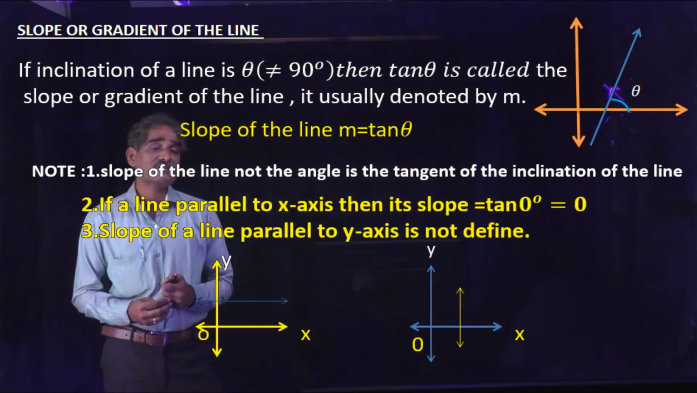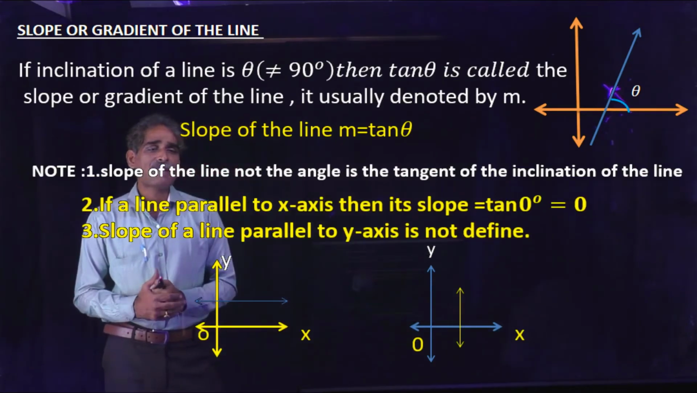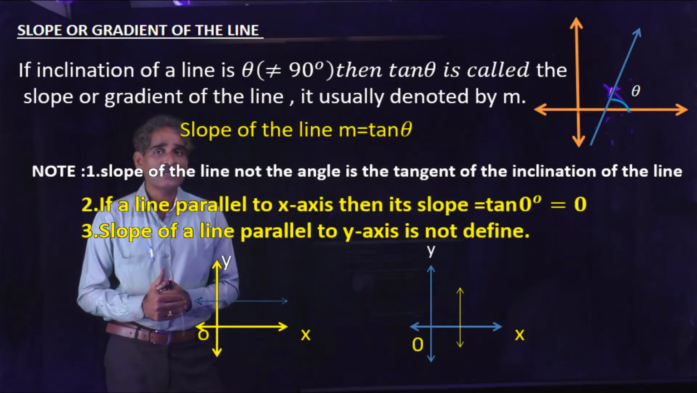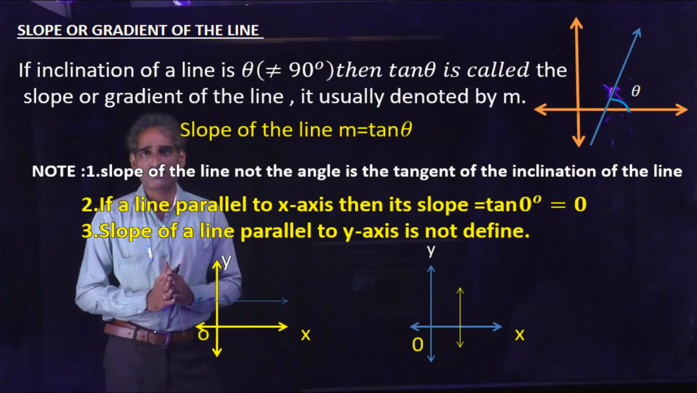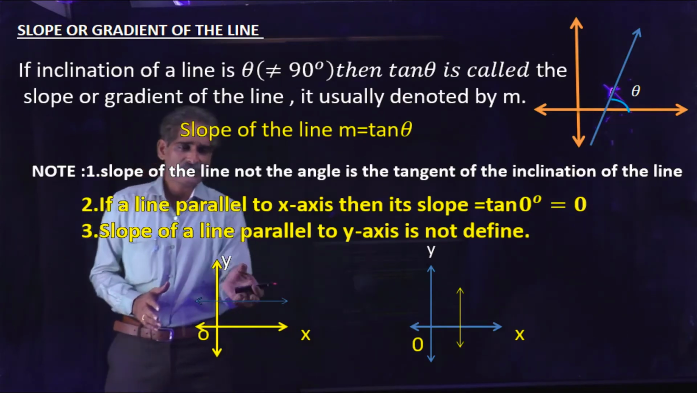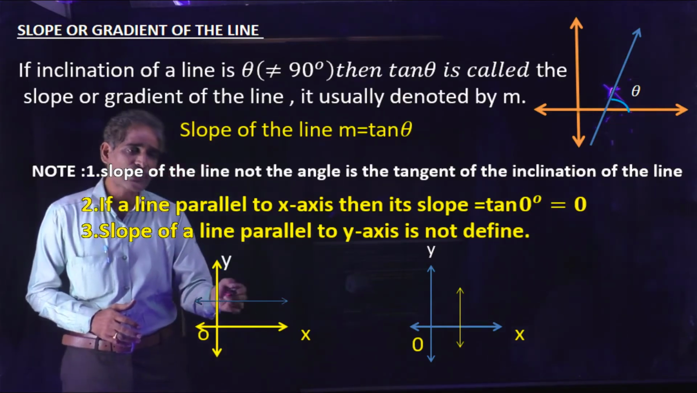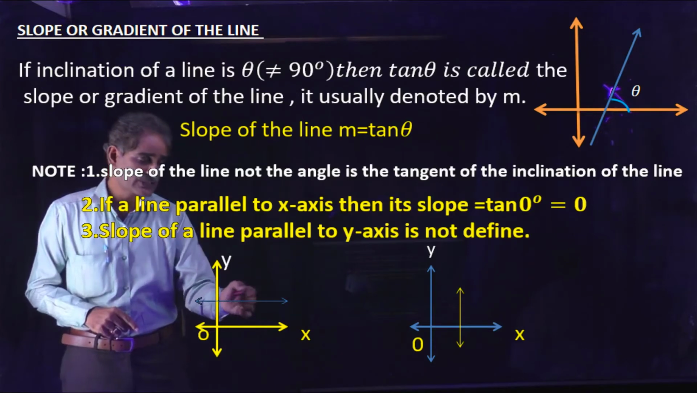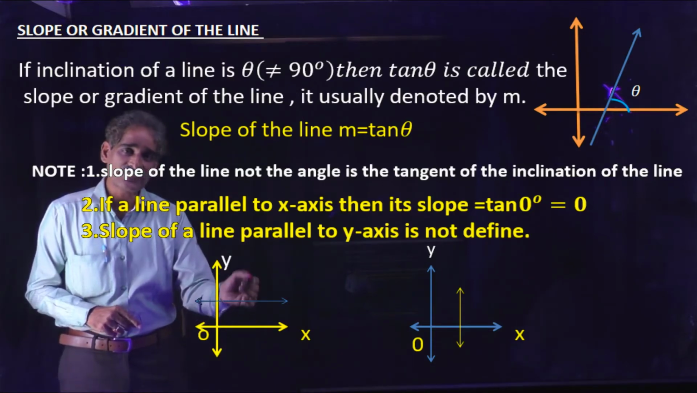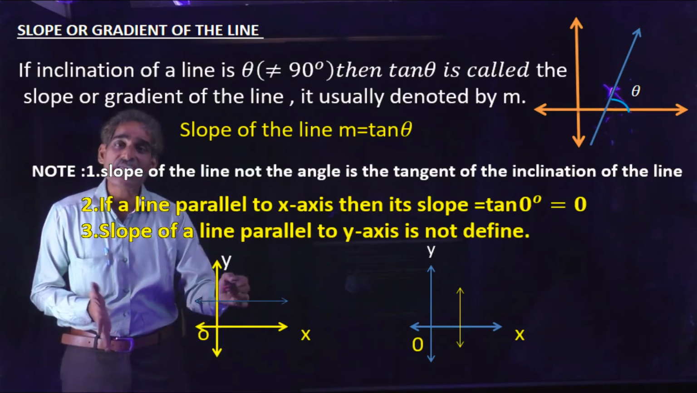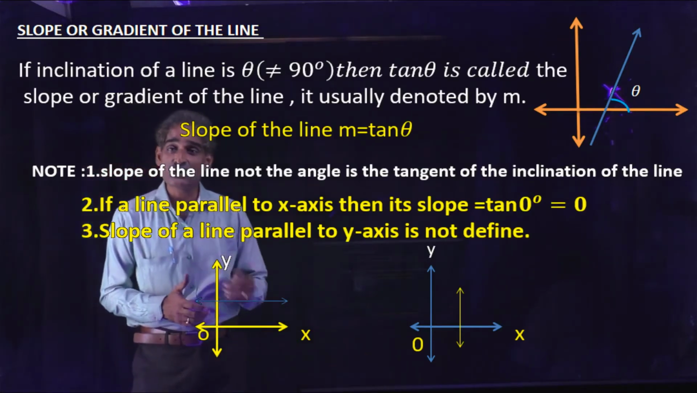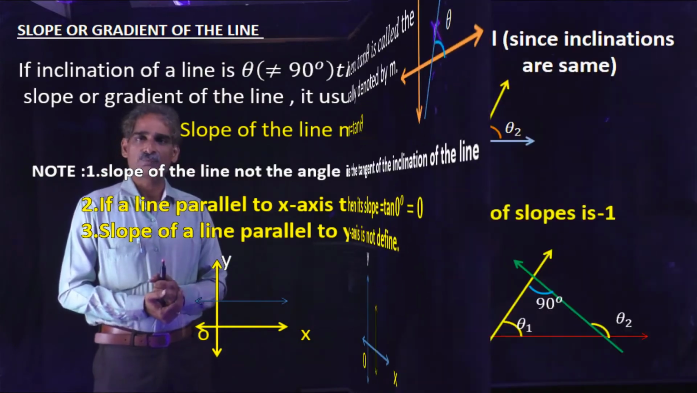If a line is parallel to the x-axis, what will happen? What is the slope? If the inclination is theta, tan theta is the slope. Here observe that the line here, this is parallel to x-axis. If you know the inclination, then only you can find out the slope. Its inclination is 0. Slope is tan 0, that is equal to 0. Slope of any line parallel to x-axis is 0. Slope of the x-axis also 0.